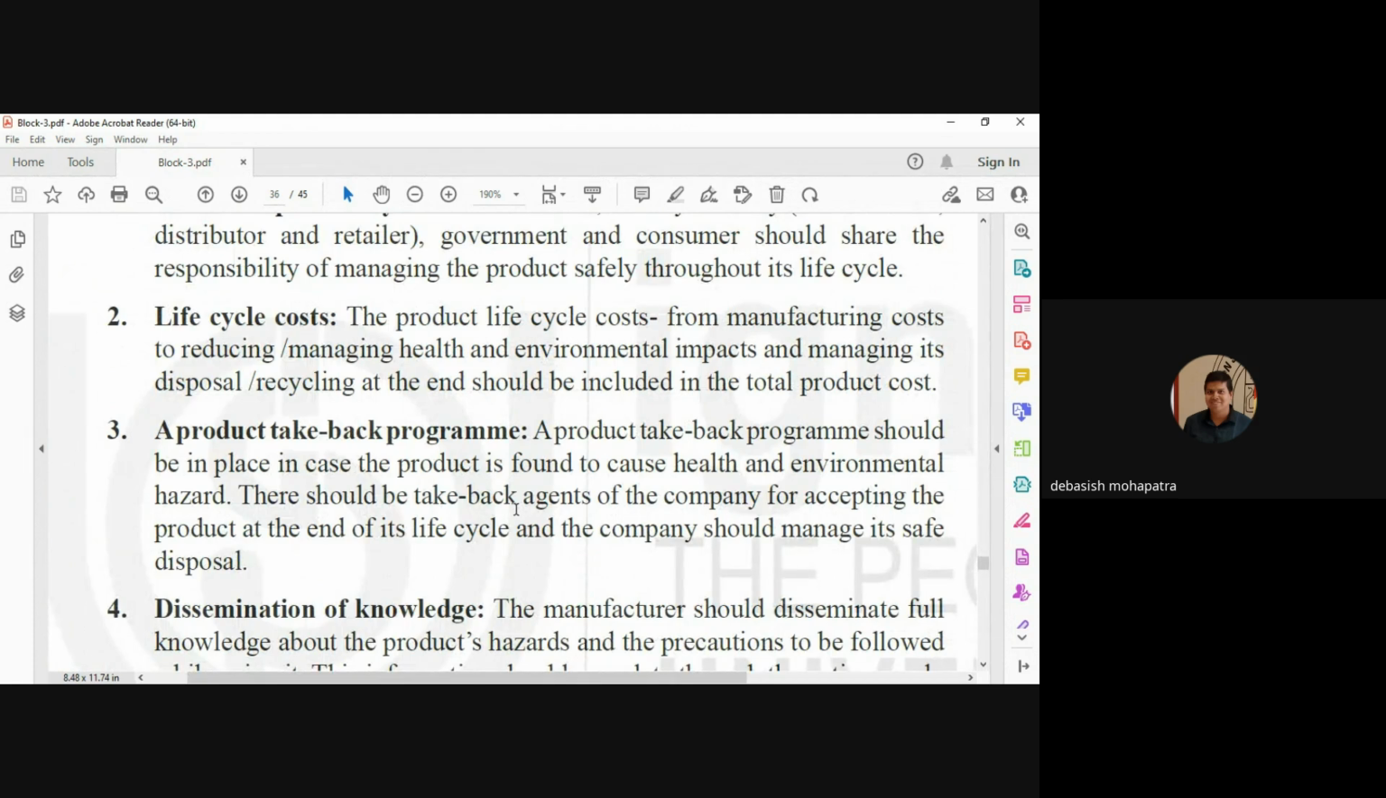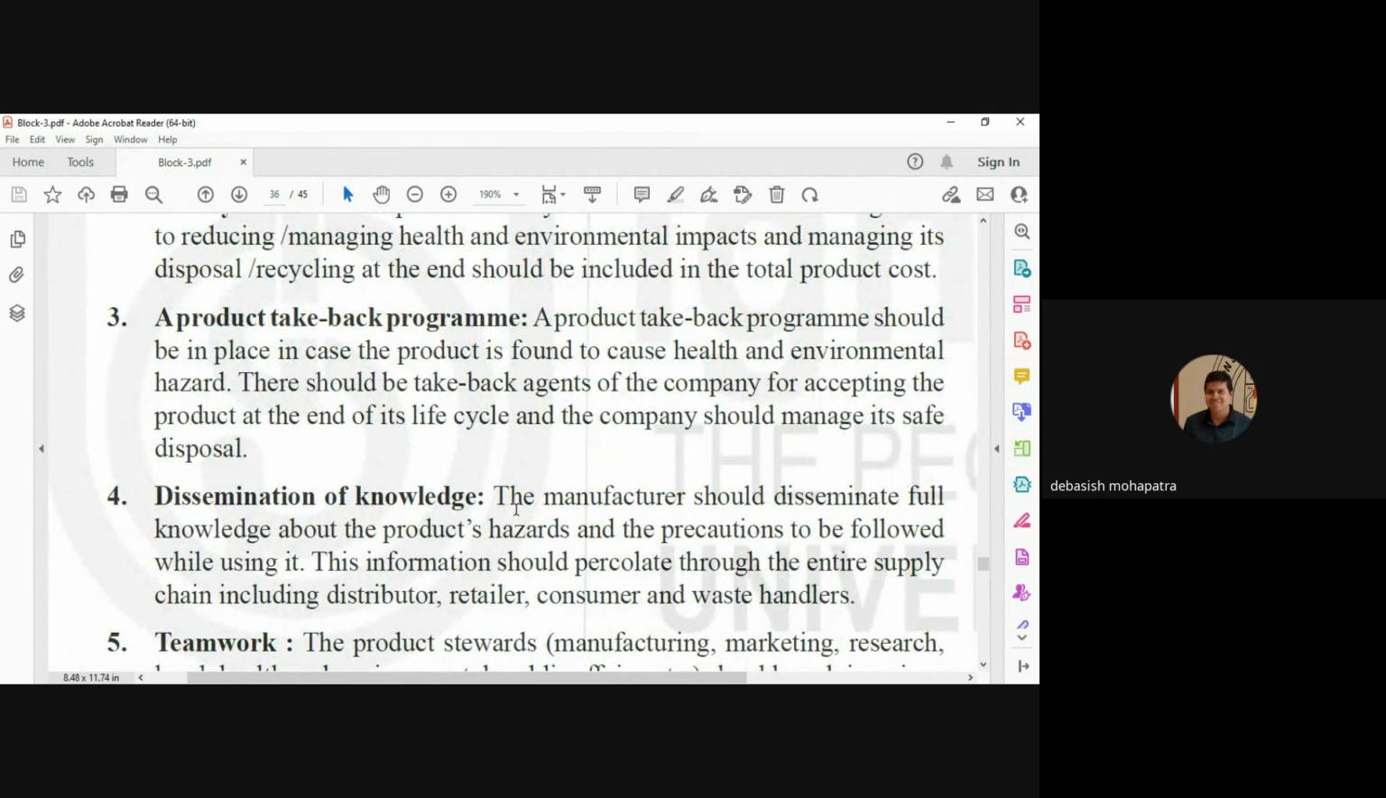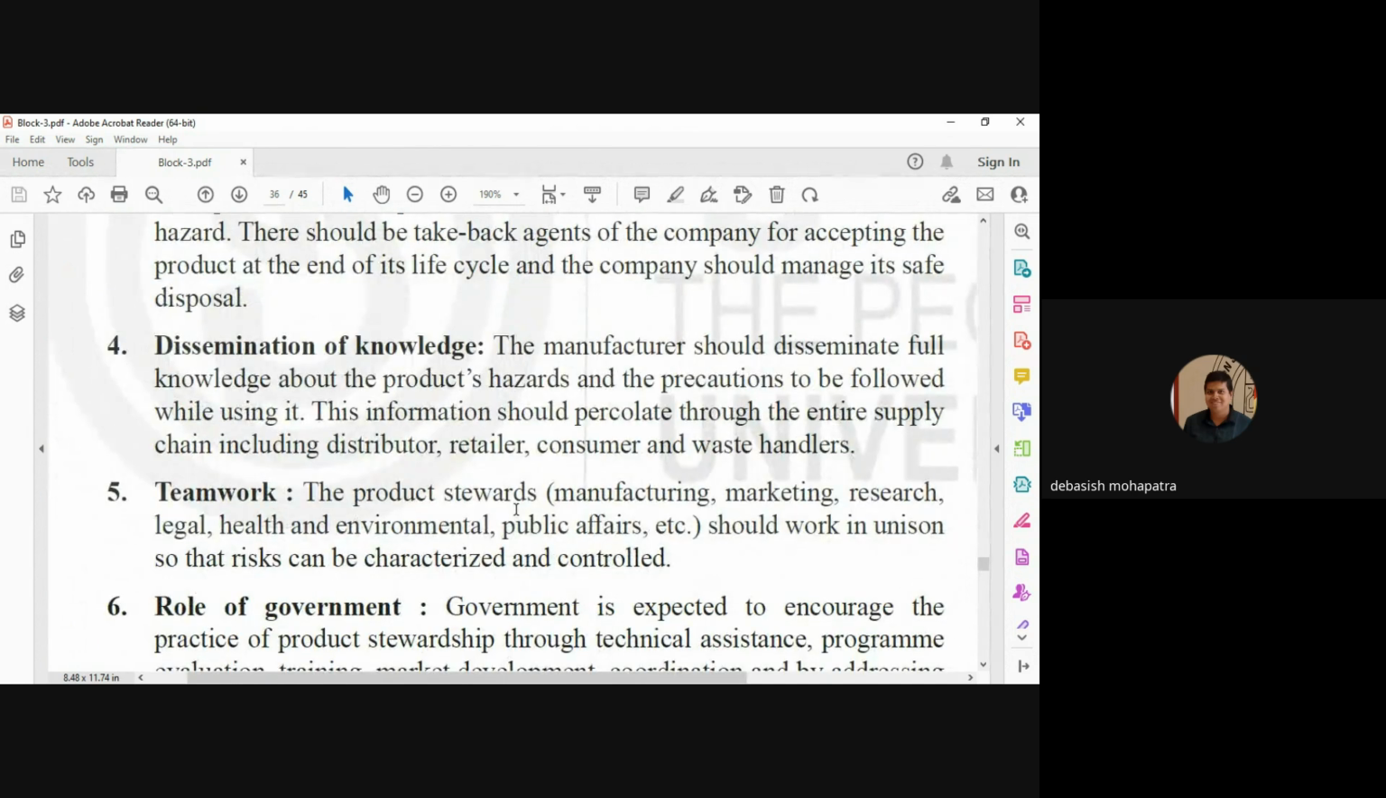Life cycle cost. The product's life cycle cost, from manufacturing cost to managing health and environmental impact and managing its disposal or recycling at the end, should be indicated in the total product cost. A product take-back program. A product take-back program should be in place in case the product is found to cause health and environmental hazards. There should be take-back agents of the company for accepting the product at the end of its life cycle, and the company should manage its safe disposal.